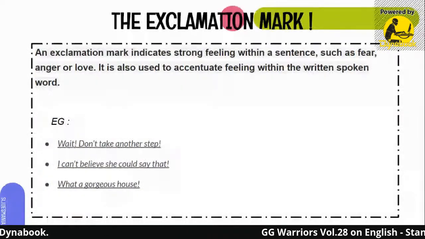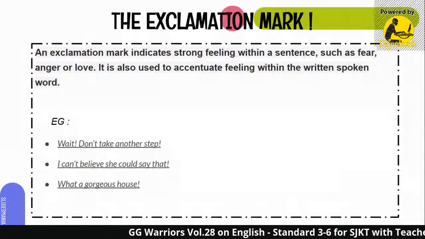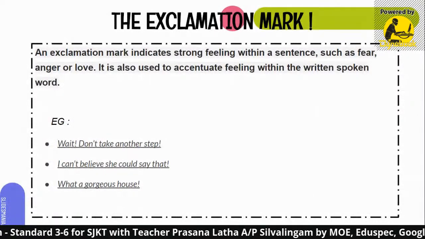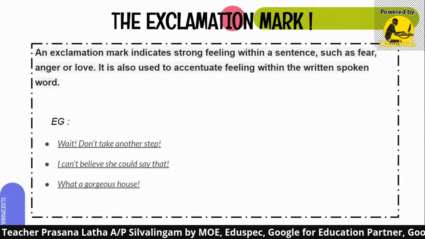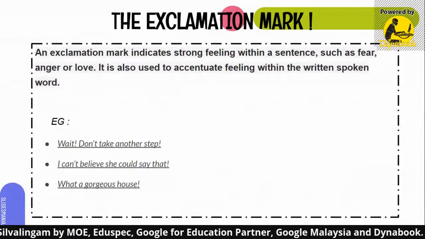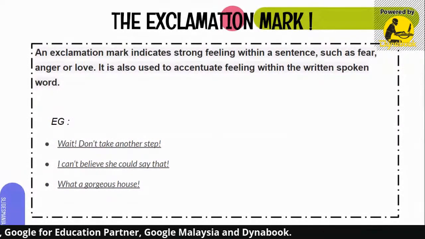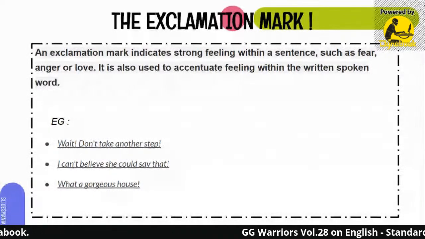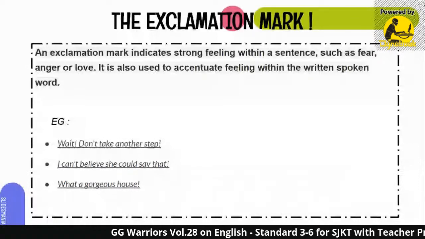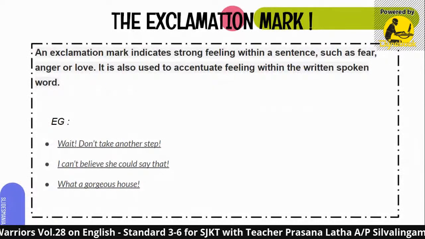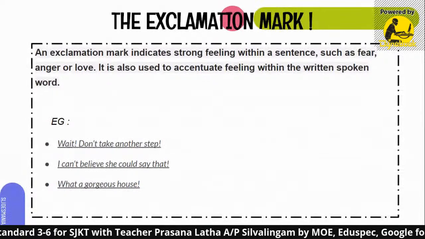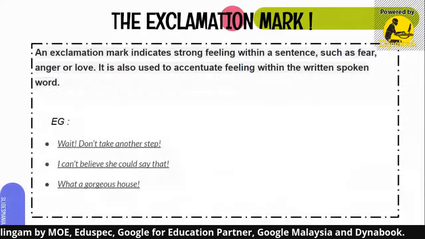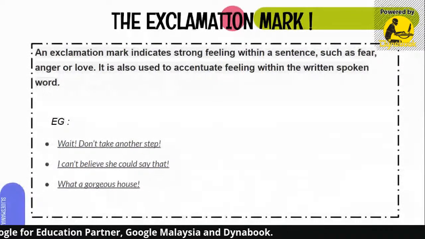Next is exclamation mark. What is exclamation mark? Okay, an exclamation mark indicates strong feeling within a sentence, such as fear, anger, or love. It is also used to accentuate feeling within the written spoken word. This exclamation mark is actually used to express feelings when we are doing it in the written form. Okay, let's look at the example.